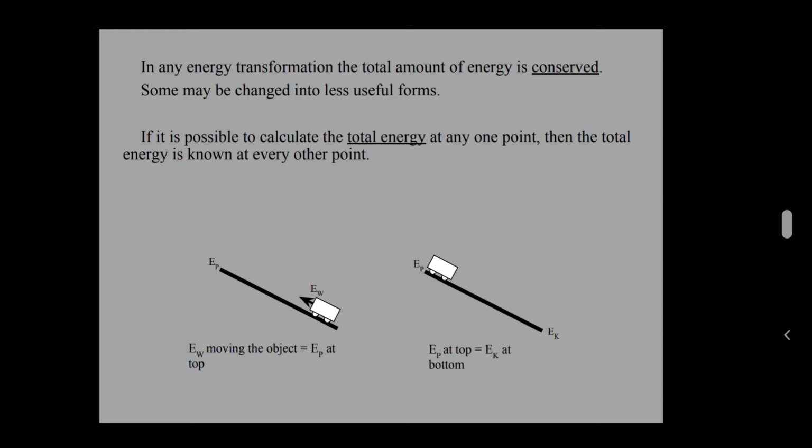Okay? So another way of looking at it is that the work done in moving a trolley up the slope to the top will be the same as the actual potential energy at the top. Okay, and if I was to let that go and it was to come back down to the bottom, then it would actually be the same as the kinetic energy at the bottom of the slope. Okay, so conservation of energy is just the transfer of energy.